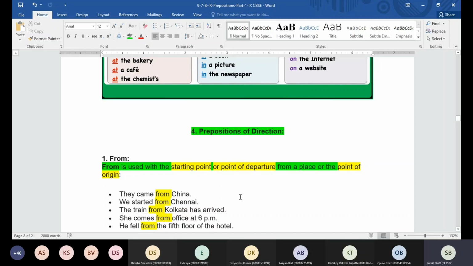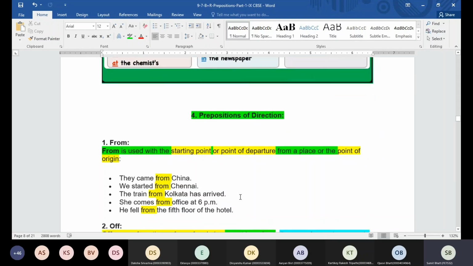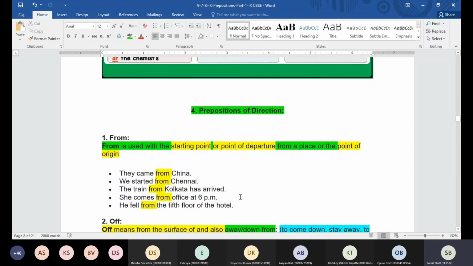She comes home from office at 6 p.m. So when I say from office, we are referring to the starting point being the office. He fell from the 5th floor of the hotel. So we are referring to the starting point being the 5th floor of the hotel.